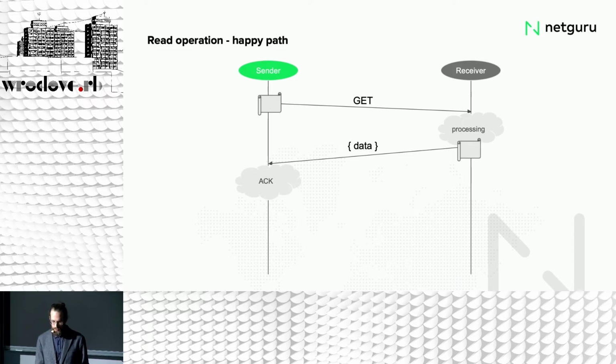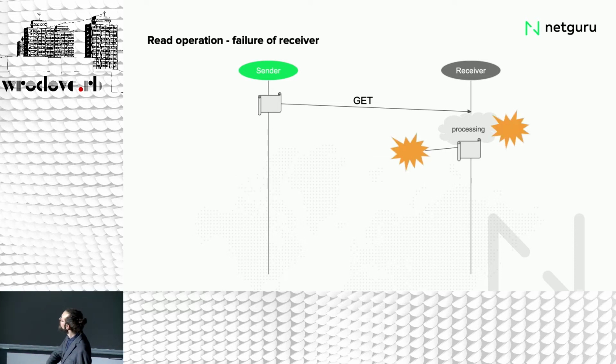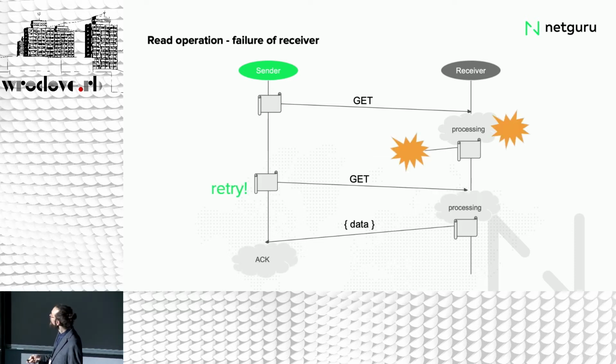So let's maybe try to put failure here. The message is received, but it doesn't get to the sender. So we know the sender can retry, and here it's again simple. Now this time things work. The receiver processes the message, sends back the data, there is acknowledgement, great.